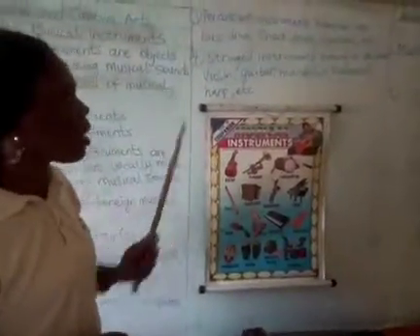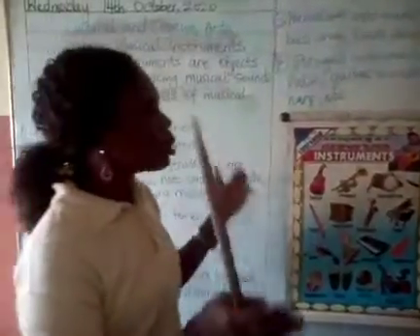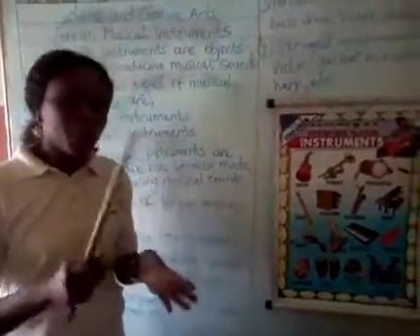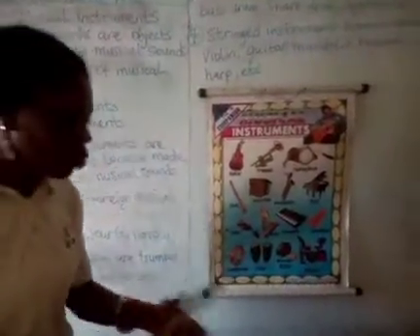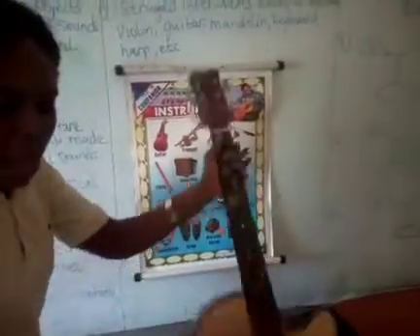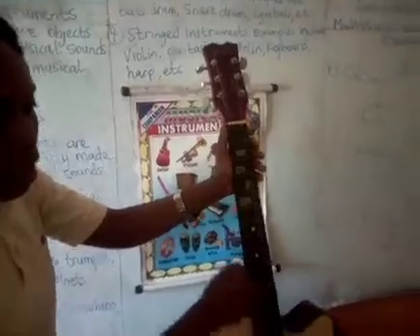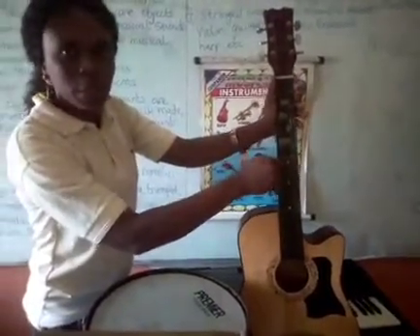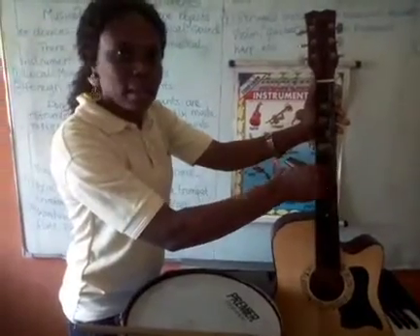Now the last one we have here is the string instrument. They are string instruments. What do I mean? They produce sound with the use of strings. Now look at this. I have this here. Are you seeing the string? This is a string. As I'm doing it, it's producing my desired sound.